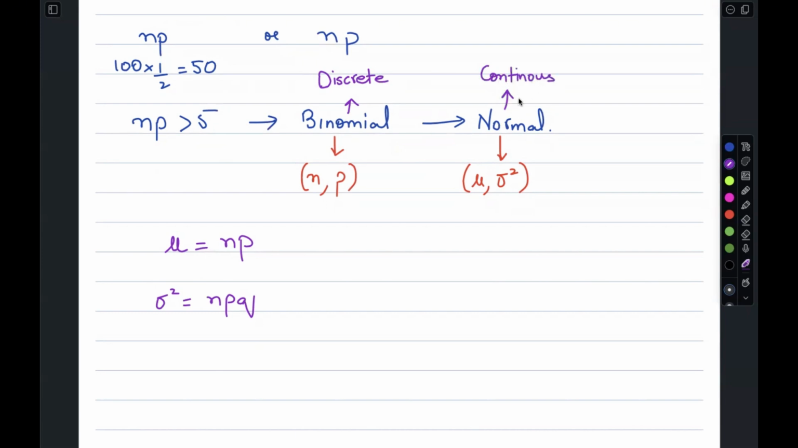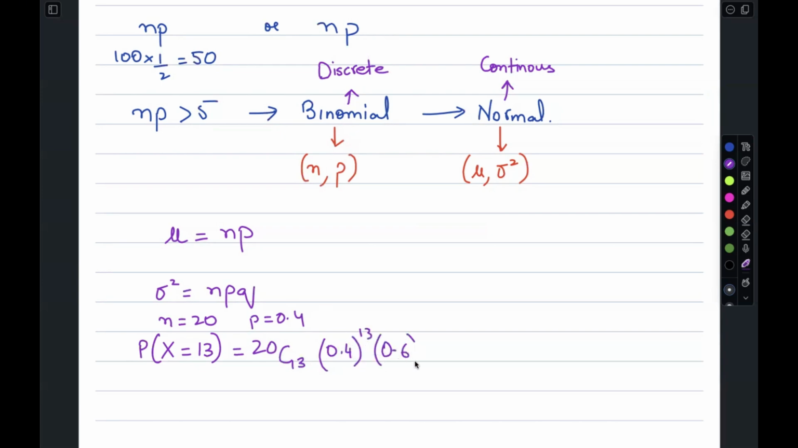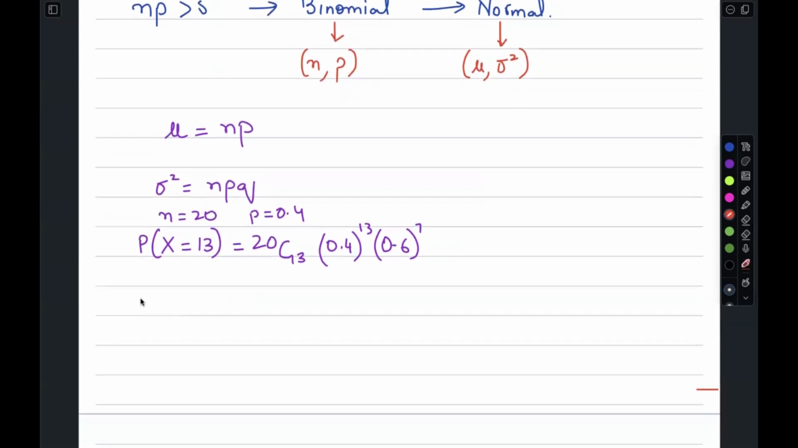Now, in continuous variables, we learned that it takes up a range of values. So let's take an example: if the question was to find the probability of x equals 13, in a binomial distribution, given that n is equal to 20 and p was 0.4, we can simply write it as 20C13, 0.4 to the power 13, and q will be 0.6, so that will be 0.6 to the power of 7. However, as in continuous, we have to take a range of values. So in that case, we perform a simple task that is called a continuity correction.